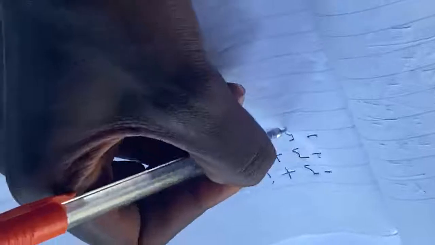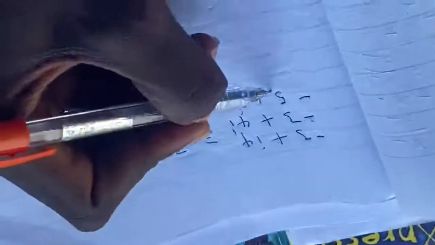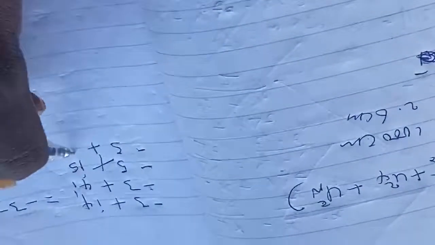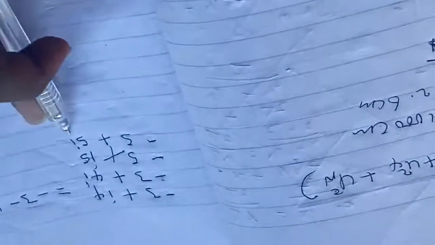Then our next question here is minus 5 plus i5. Like I told you before, in practice, there's nothing like i5. We have minus 5 plus 5i. So this is the correct form of it.